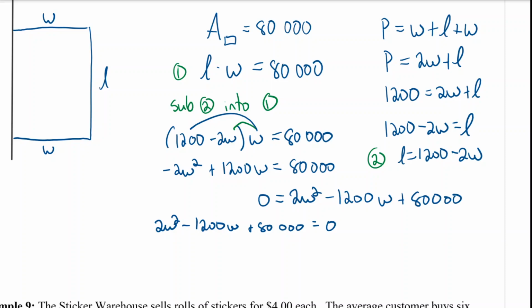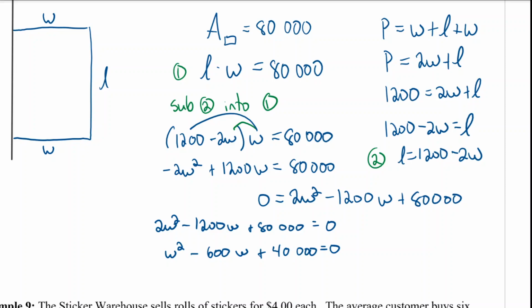Now, we have a greatest common factor of 2 in all of these. So what I can do is divide everything by 2, and that gives me W squared minus 600W plus 40,000 equals 0. I basically divided by 2, and that's what we get as a result. More manageable numbers. So feel free to try and factor this or use the quadratic formula.